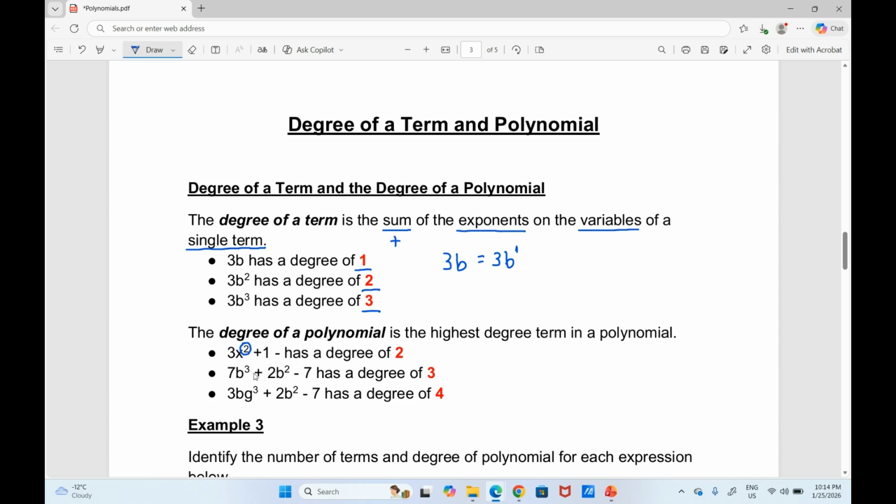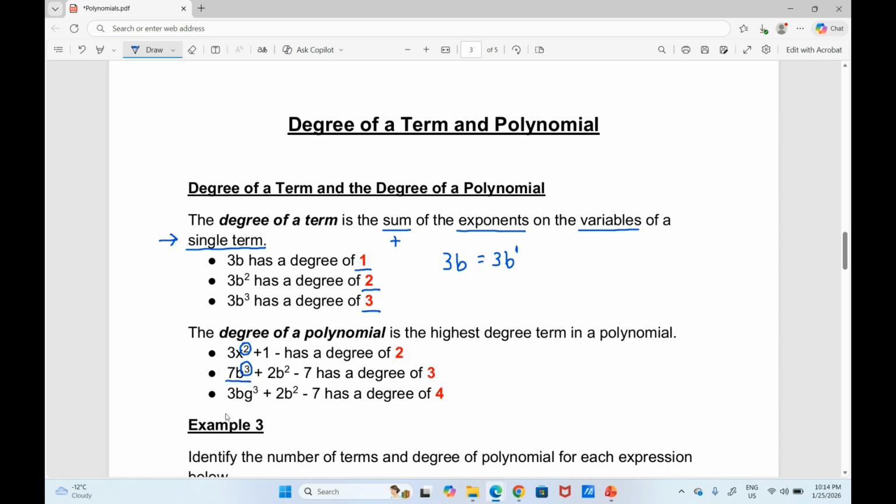For 7b cubed plus 2b squared minus 7, some students make a mistake of saying the degree is going to be 5 because they add the 3 and the 2 together on the exponents. But you can't do that because you have to remember this only works for a single term. When you find the degree of a polynomial, you're focusing on the highest degree of the term in the polynomial. So the highest degree here would just be this term here. Hence, your degree is 3.